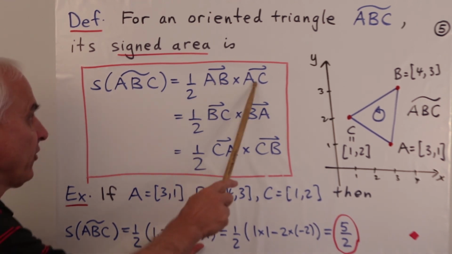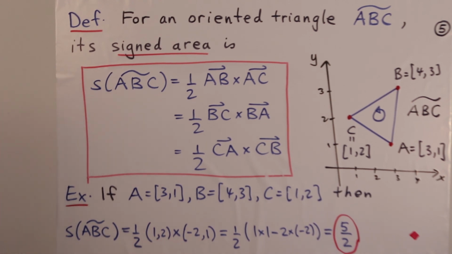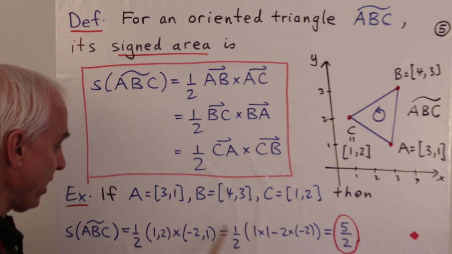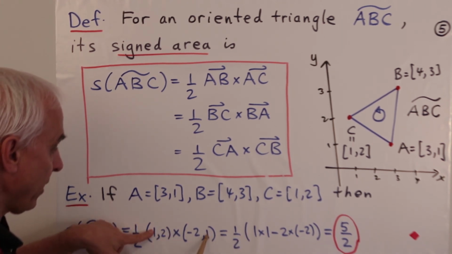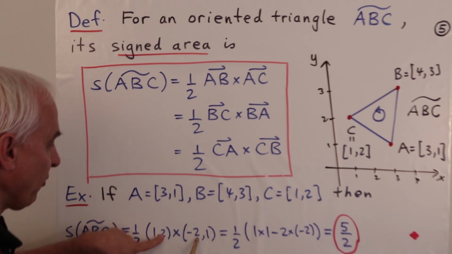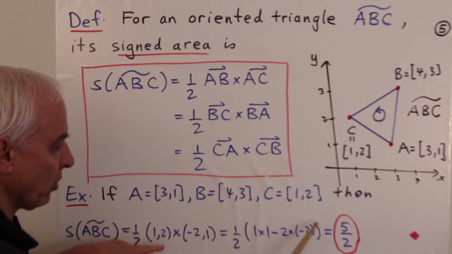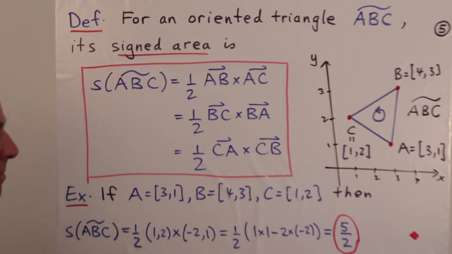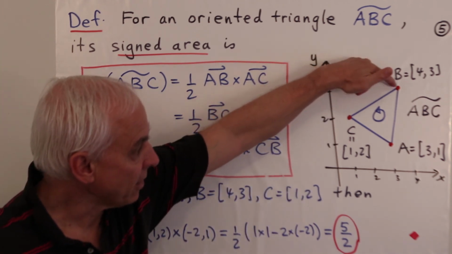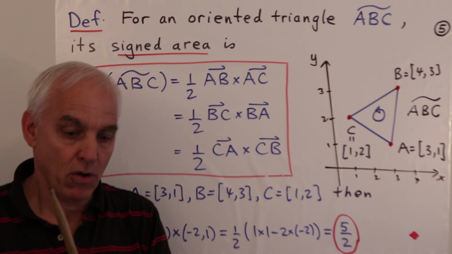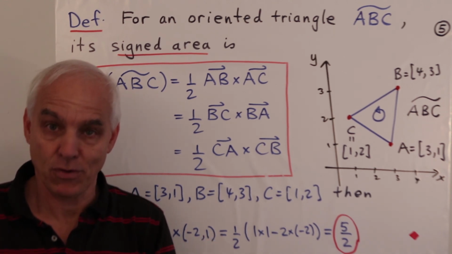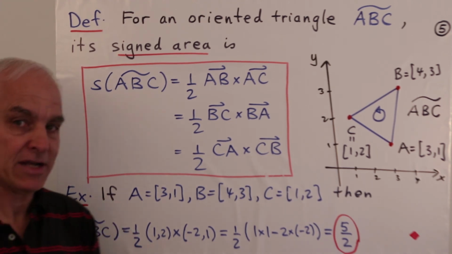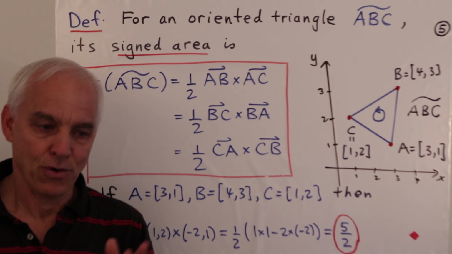So this is AB cross AC, and we have to take 1/2 of that. And what is the cross product? Well, it's an AD minus BC kind of thing. So we have 1/2 of 1 times 1 minus 2 times minus 2, for a grand total of 5/2. And I'll let you check that you get the same number if you start with the vertex B or the vertex C also, and consider just the vectors emanating from either of those. This is great. So now we have a definition of the signed area of an arbitrary oriented triangle.